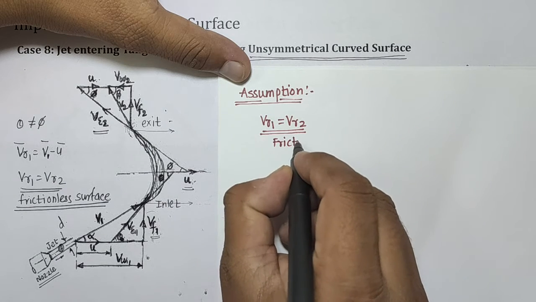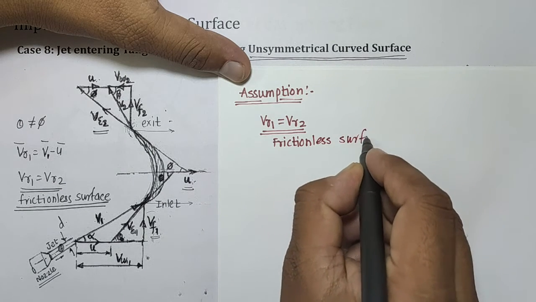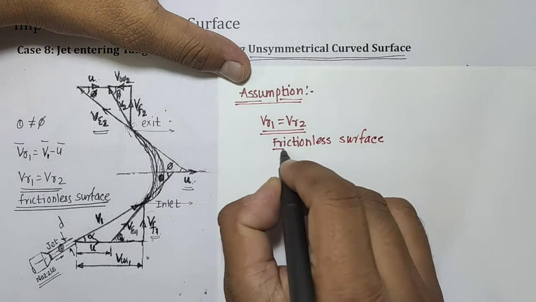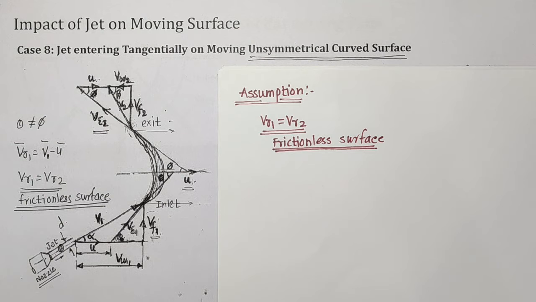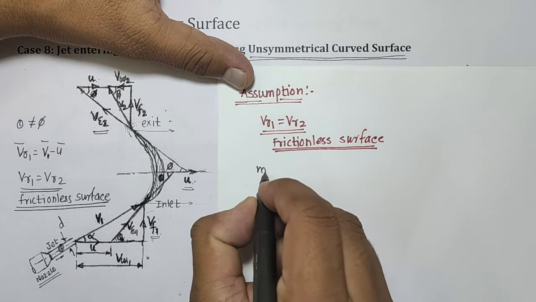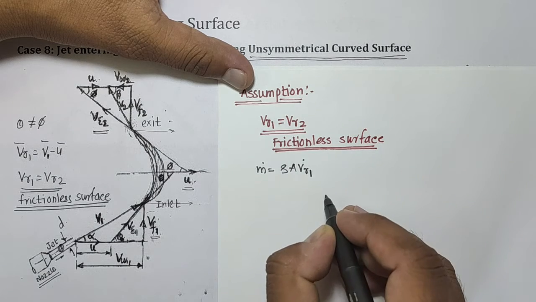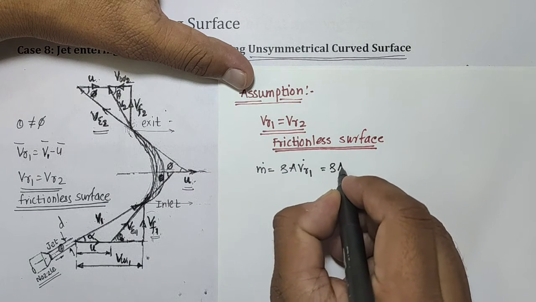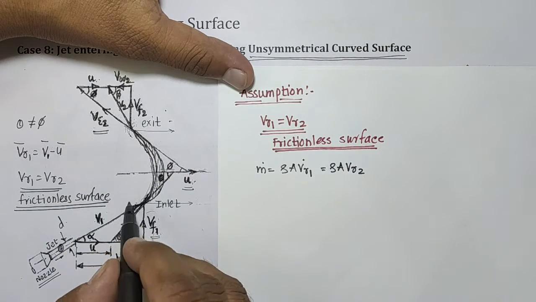When we have a frictionless surface, because of this frictionless surface, the mass flow rate will be like this: m dot is equal to rho a Vr1 is equal to rho a Vr2, because this is an open kind of system.